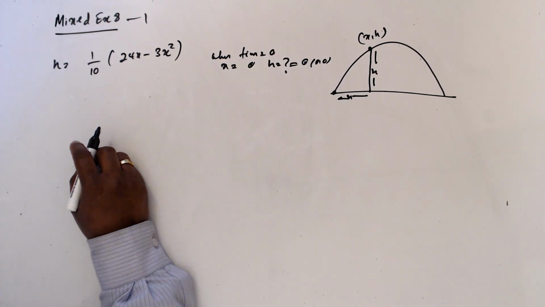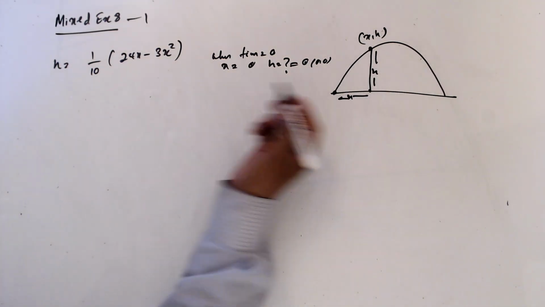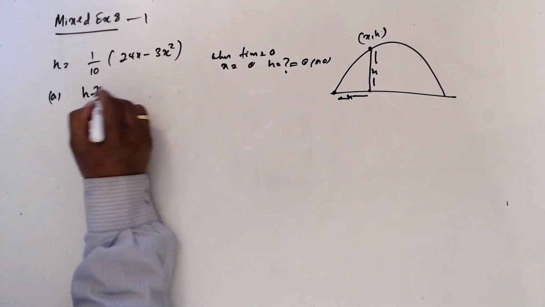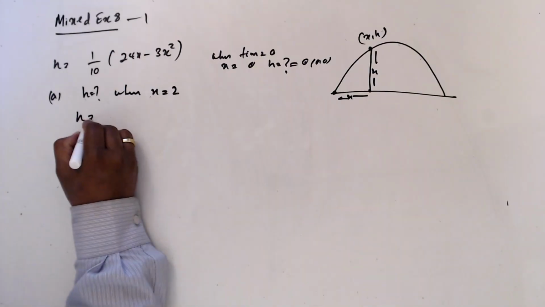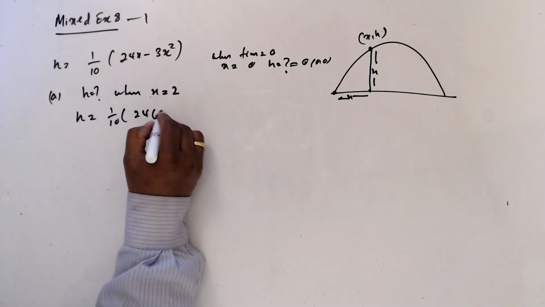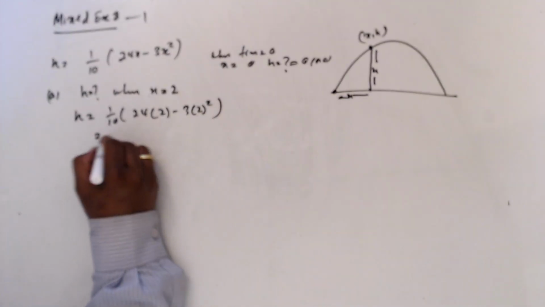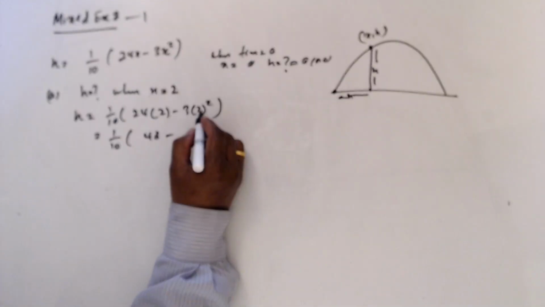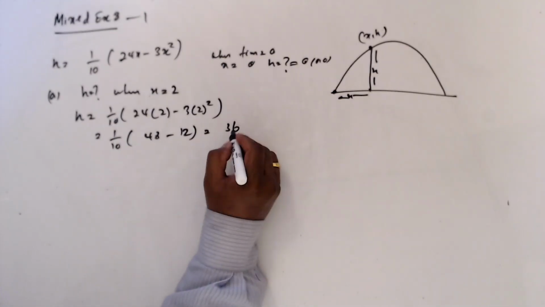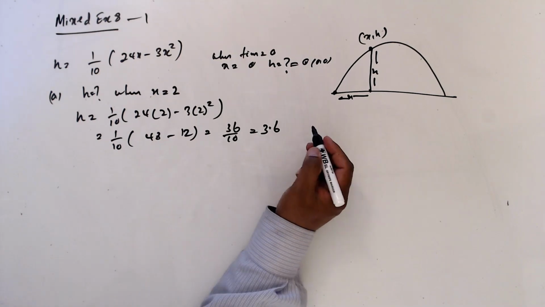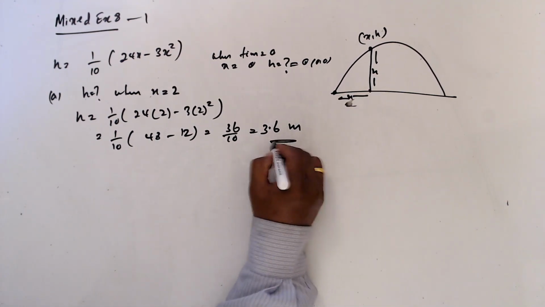Horizontal distance, when x equals 2. So we need to find the height h when x equals 2. h equals 1 over 10 times (24 times 2 minus 3 times 2 squared). This is 1 over 10 times (48 minus 4 times 3, which is 12). So this is 36 over 10, that is 3.6. So when x is 2, the height is 3.6 meters.